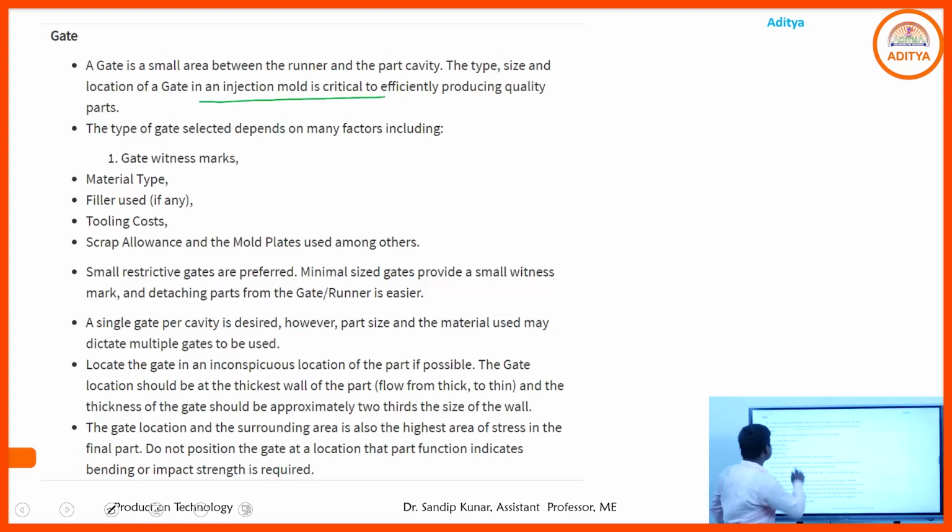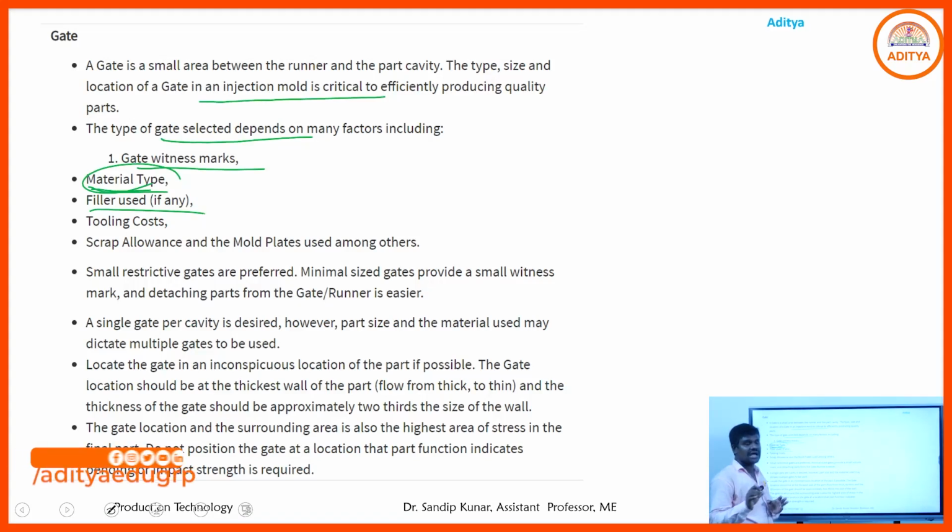Okay, and the type of gate selected depends on many factors. What are the factors? Gate witness marks, material type, and filler. If we use any type of filler, that also depends upon the type of the gate, though generally we do not use that. Then tooling cost, and some shape allowances and scrap allowances we provide for that liquid molten metal, because if we provide the liquid metal to the mold cavity, after solidification some extra space will be generated, meaning some allowances will be generated in that mold cavity when it solidifies.